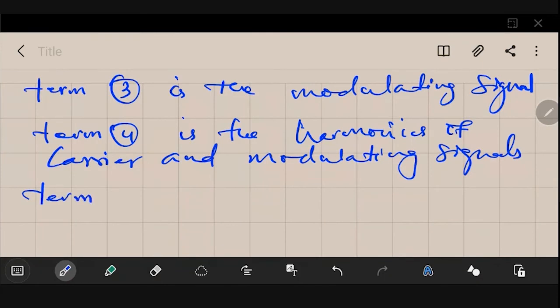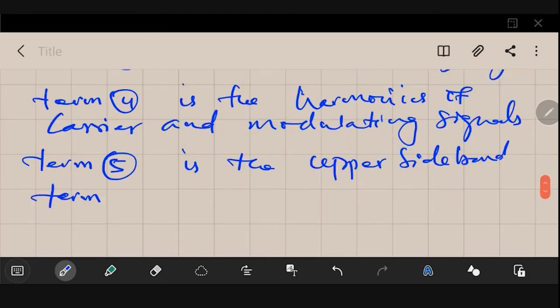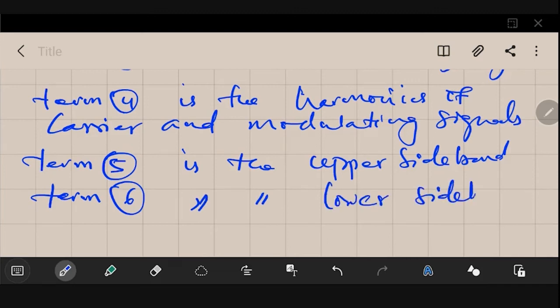Then there is your term number 5, which is your upper sideband, the upper sideband. And then we have term number 6, which is the lower sideband.